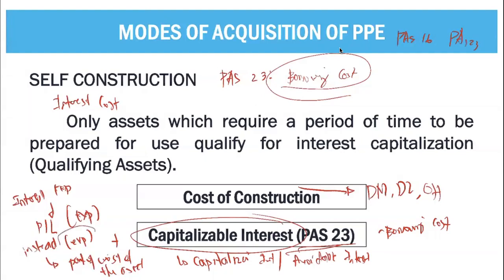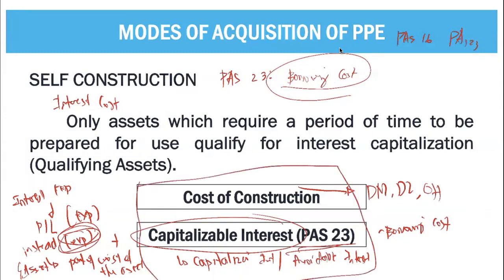Therefore, we avoided an expense, but we have an asset. Okay? That's why it's called capitalizable or avoidable. We avoided an expense. Instead, we had an asset. Okay? So normally interest is an expense, but it's called avoidable interest or capitalizable interest or capitalized interest because we place it as part of cost of the asset. So as you can see, how do we measure your self-constructed asset? Initially, cost of construction plus capitalizable interest.